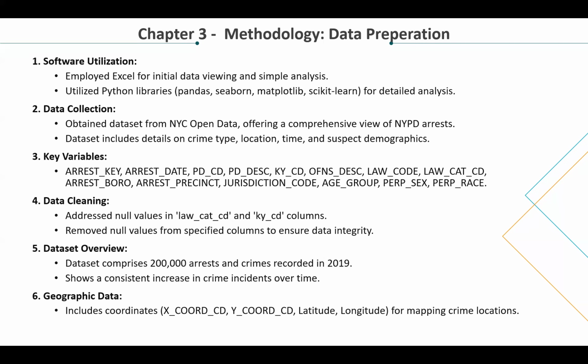And this dataset has been collected from the NYC open data. This includes the crime type, location, time, and the geographical locations. They are the key variables. In this dataset are the arrest key, arrest date, jurisdiction, age group, sex, race. As a part of the initial cleaning, we have removed the null values from the columns like the LAW_CAT_CD and the PD_CD. Later on, we removed null values from the specified columns to ensure data integrity. This dataset consists of 2 lakh arrests and criminal records recorded in 2019. As we can see with the analysis, the crime has been consistently increasing over time. And the geographical data includes the latitude and longitude of the arrest.